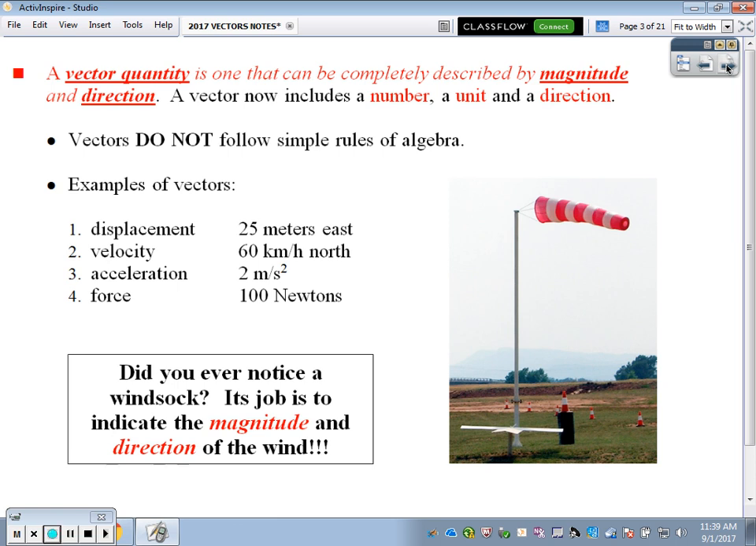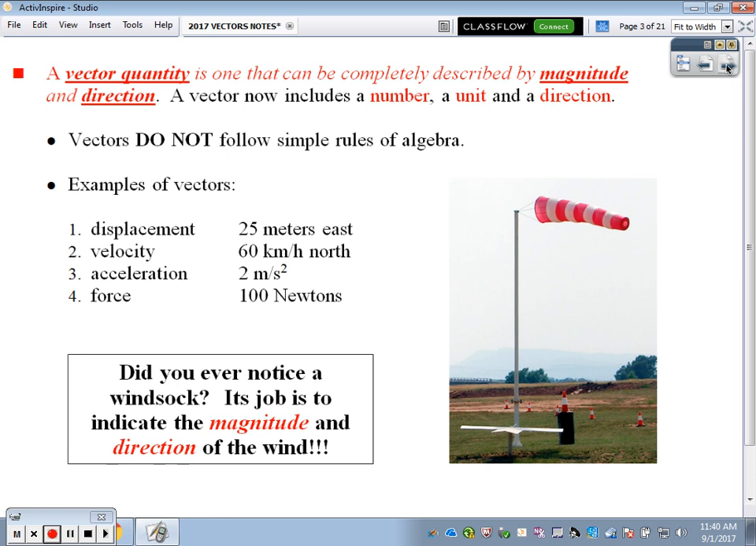Vectors do not follow the simple rules of algebra. We will talk later, not today, but later within this unit, how we can go ahead and add vectors. It is possible to do that. But you can subtract them in certain instances, but you definitely are not going to be multiplying them and dividing them. They just simply don't have that capacity.